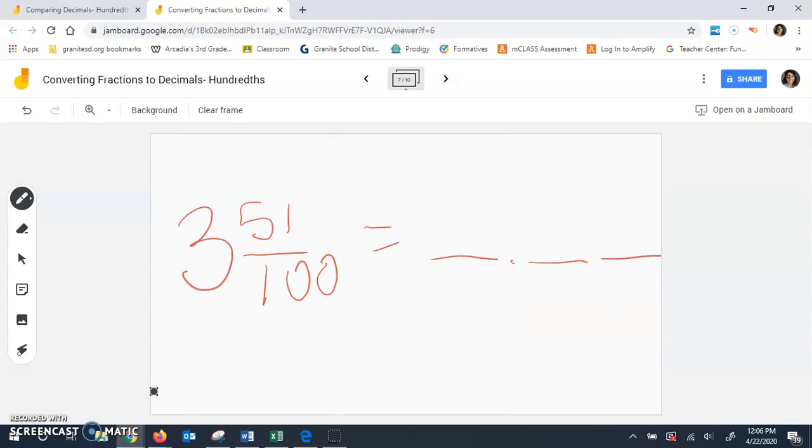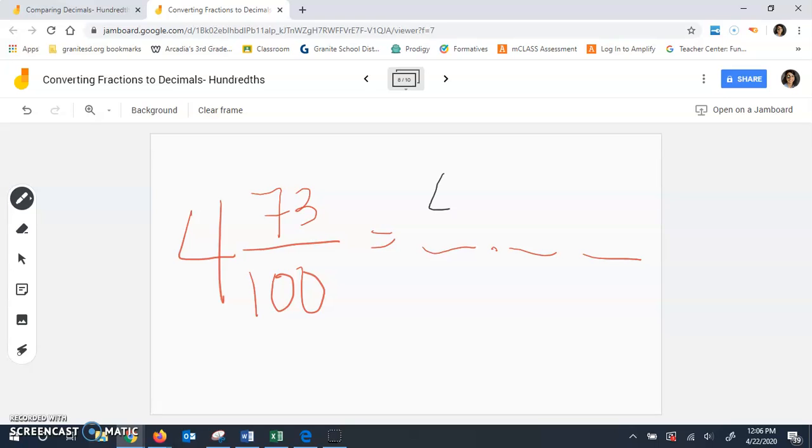So same thing if we have a whole number here. Right away, you know your whole number is going to be 3. You have to have your whole number there. And then you have 51 hundredths. It's like saying you have $3.51. 3 and 51 hundredths looks like that. Same with this one, 4 and 73 hundredths. 4 is my whole number holding that ones place, and then you have your tenths and your hundredths, 73 hundredths.